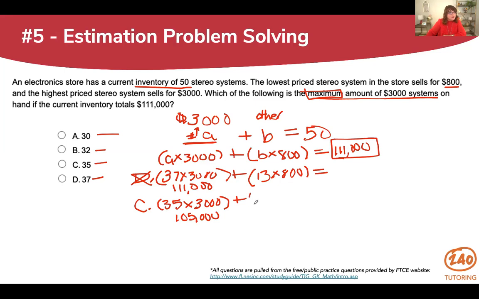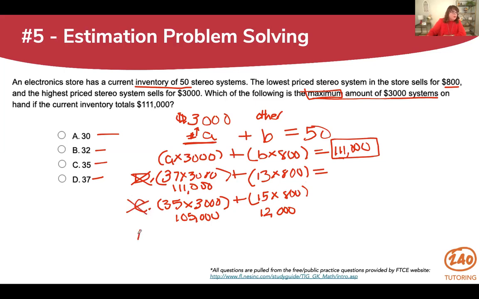Plus, now if I have 35, remember A plus B has to equal 50. So this amount, my B would be 15 because 35 plus 15 equals 50. So 15 times 800. If I put that in my calculator, gives me 12,000. I don't even have to put these numbers in my calculator. I know if I add these two numbers up, I'm going to get more than 111,000. So I'm going to rule that one out.